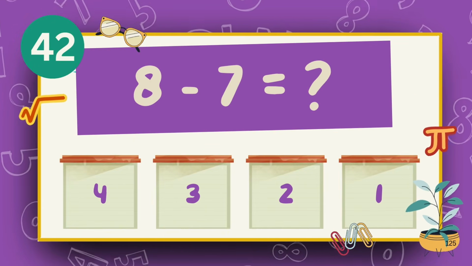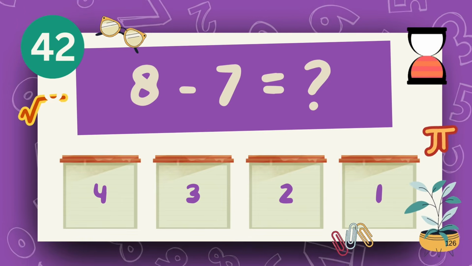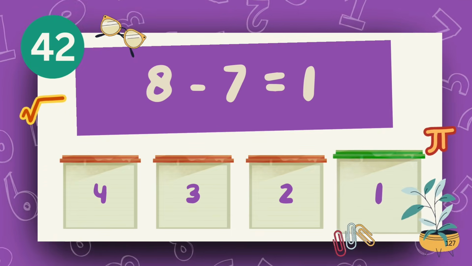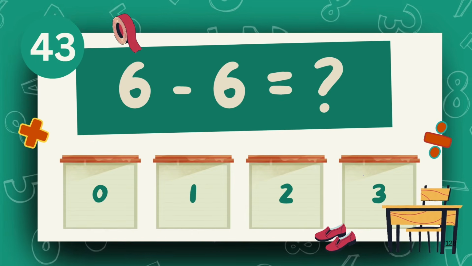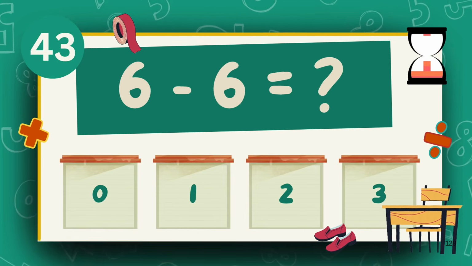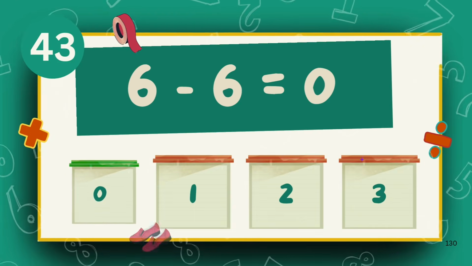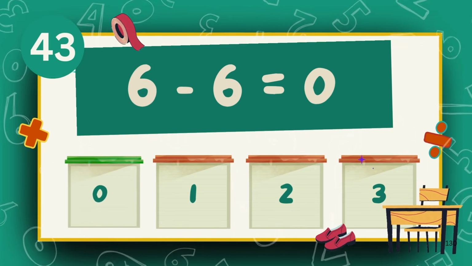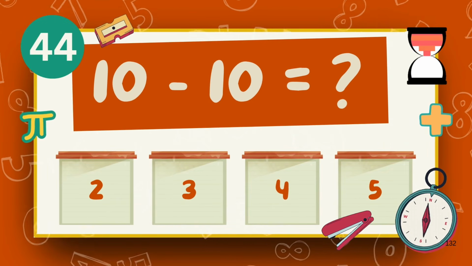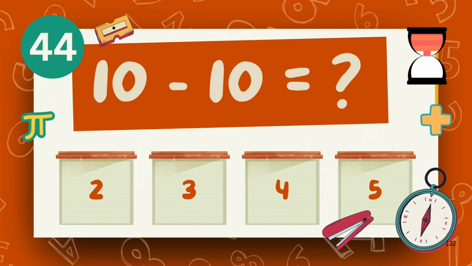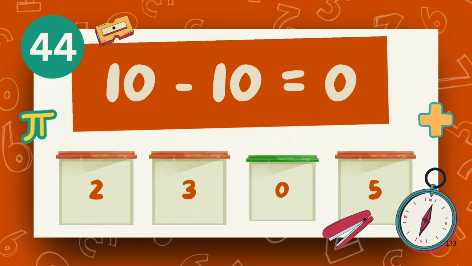What is 8 minus 7? The answer is 1. What is 6 minus 6? The answer is 0. What is 10 minus 10? The answer is 0.